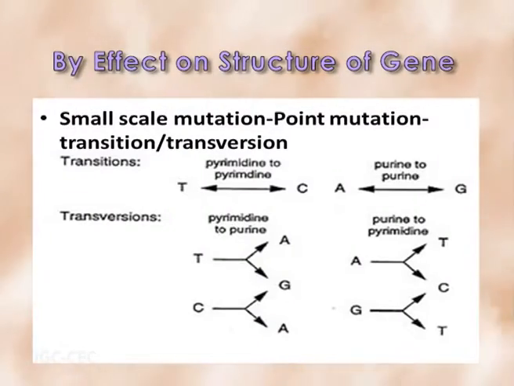If a purine base is substituted by another purine, that is called transition. It is possible by change of one purine by another, and it is possible for the change of one pyrimidine by another pyrimidine also. In case of transversion, we can find the change of one purine by a pyrimidine or change of one pyrimidine by a purine base.